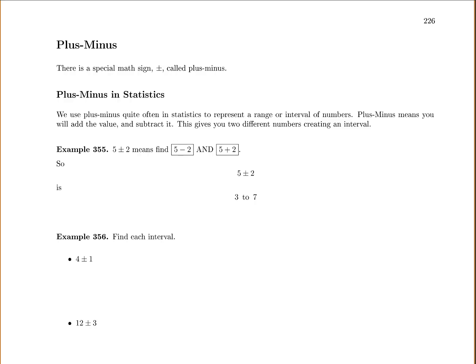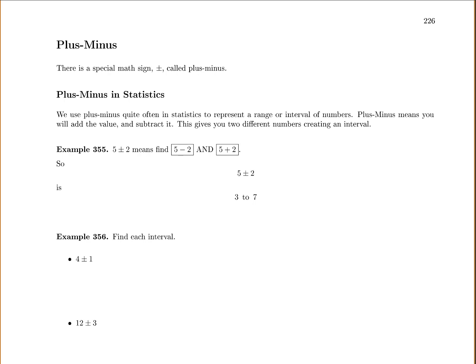Right now we're going to talk about plus minus. There's a special math sign called plus minus. You've probably seen it before in a couple of math classes for different things, but this is how we're going to use it in statistics. We're going to use plus minus quite often in statistics to represent a range or an interval of numbers. Plus minus means you will add the value and subtract it. This gives you two different numbers, which creates an interval.